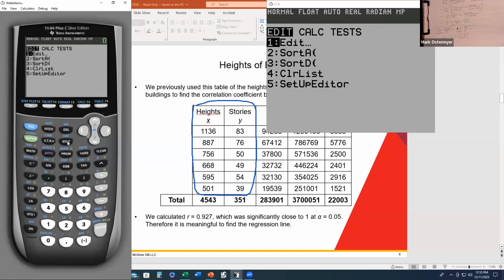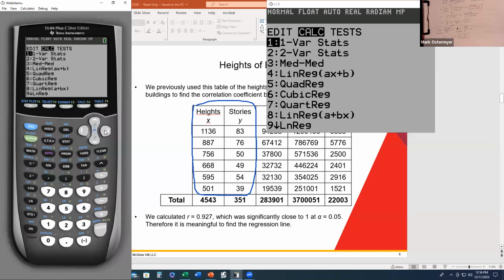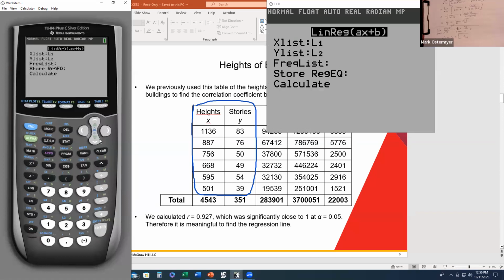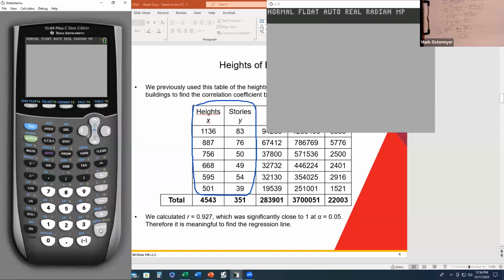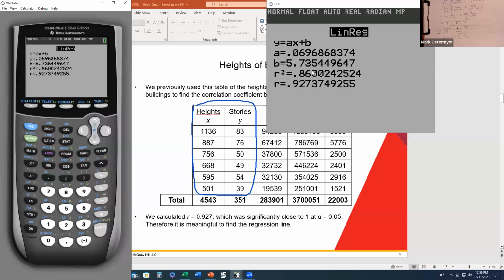We go to stat. Okay, calculate. Then to perform linear regression, we go down to LinReg, right there, linear regression. Hit enter. X and Y list must be list 1 and 2 respectively. If they are not, you're going to have to force in the names where they belong. X list is L1. Y list is L2. Now go down here and hit enter on calculate, and you'll see your linear regression equation surface.